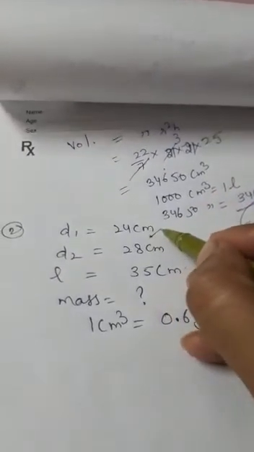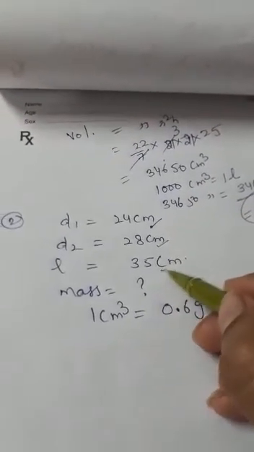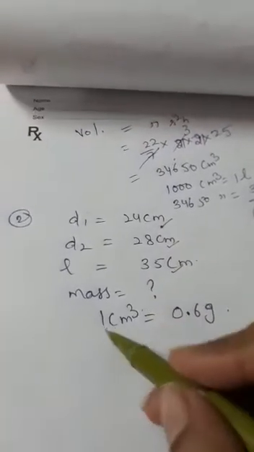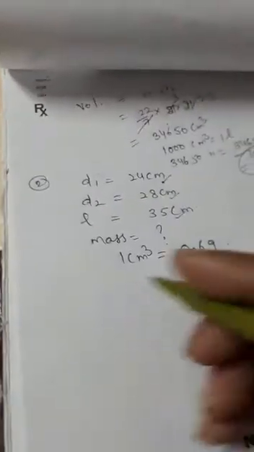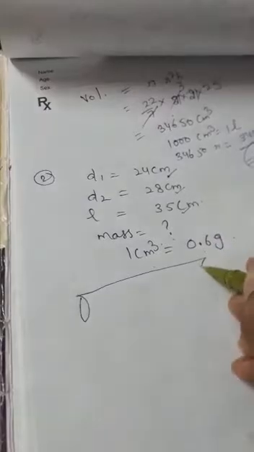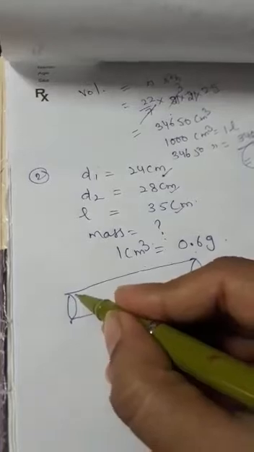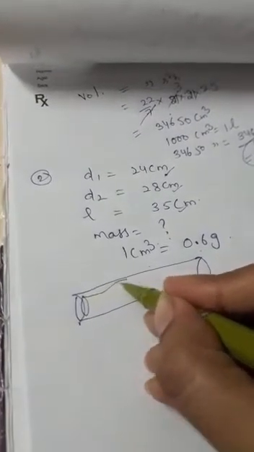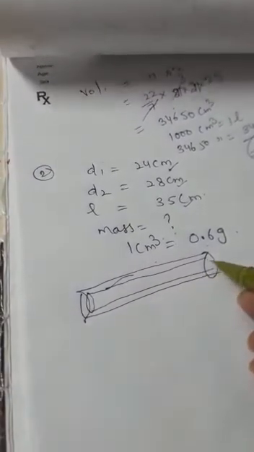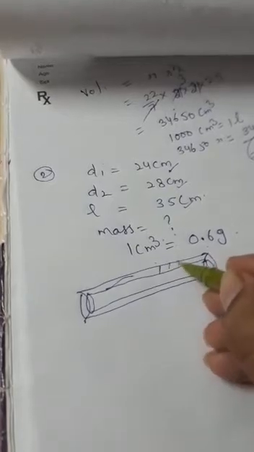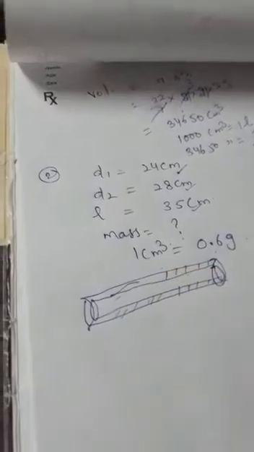Here the inner diameter of a circular pipe is 24 and outer diameter is 28, and its length is 35. You have to tell how much mass it will contain if 1 cubic centimeter is equal to 0.6 gram. So here you have a cylindrical pipe. As you know, in a pipe the inside is hollow, and we have to find how much mass it will contain. It means we have to find the volume of this portion.